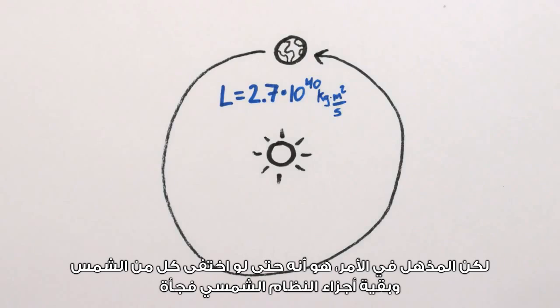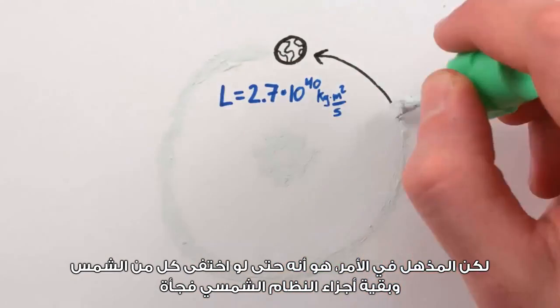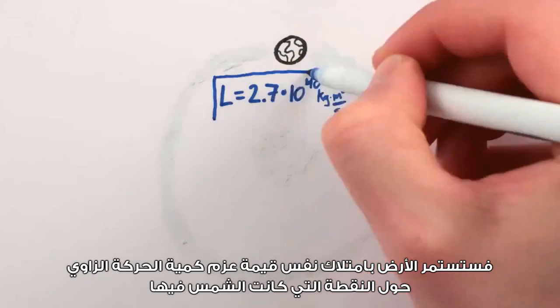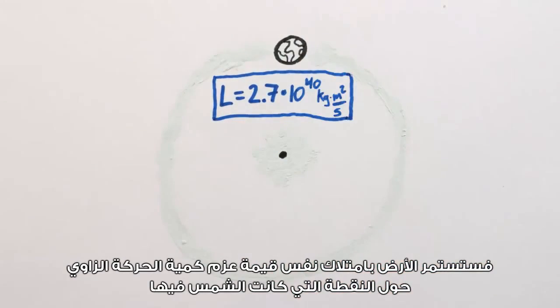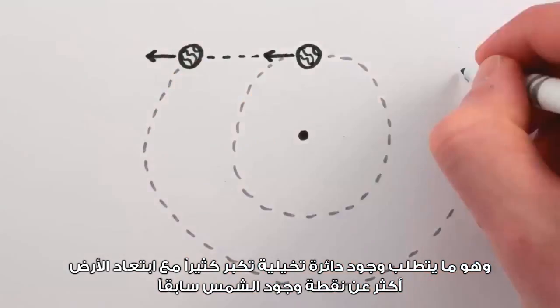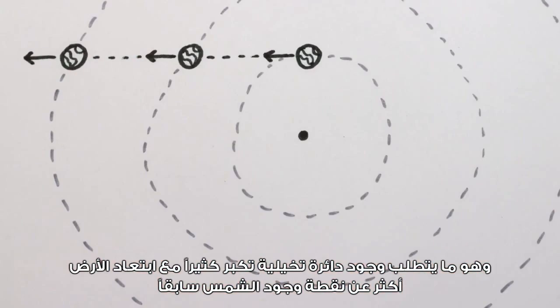But what's amazing is that even if the Sun and the rest of the solar system were to suddenly disappear, the Earth would still have that same angular momentum about the point where the Sun was. Without the Sun's gravity, the Earth would of course now move in a straight line, requiring an ever larger imaginary circle as it got farther from the point where the Sun used to be.